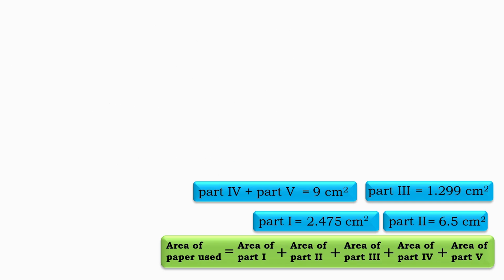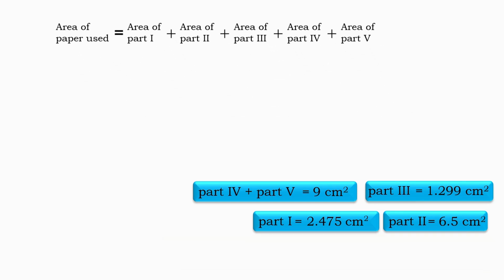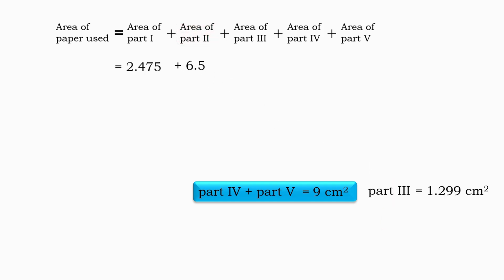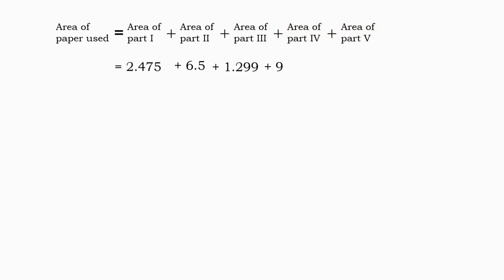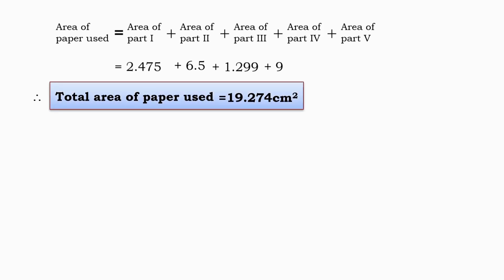Now we got all the 5 parts, right? Now the area of paper we used will be equal to adding all of these together. So the area of part 1 is 2.475, part 2 is 6.5, part 3 is 1.299, part 4 is 9 and part 5 is also 9. Right? So sorry, my mistake, parts 4 and 5 we earlier got together. So parts 4 and 5 together is 9. Okay. So if you add up, we got the total area used as 19.274 centimeter square.